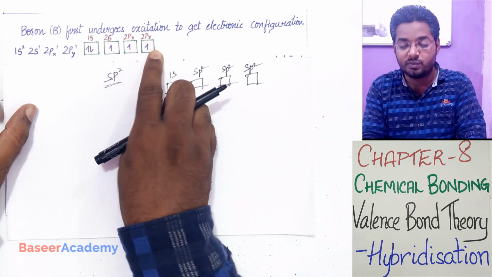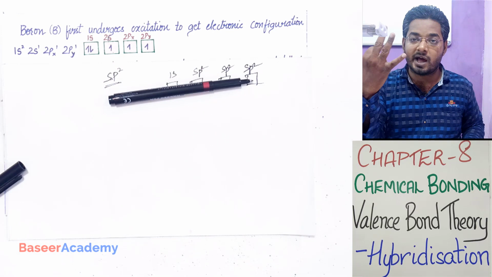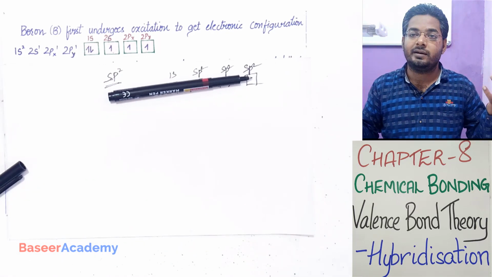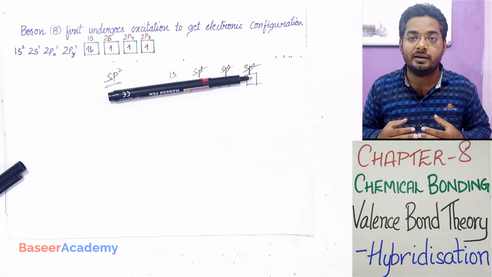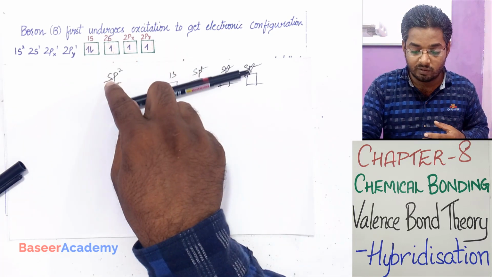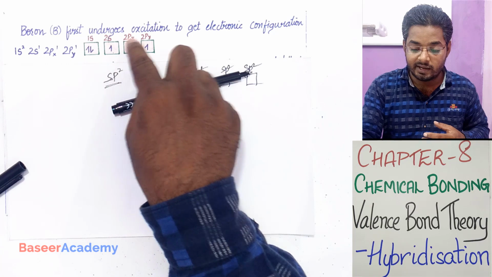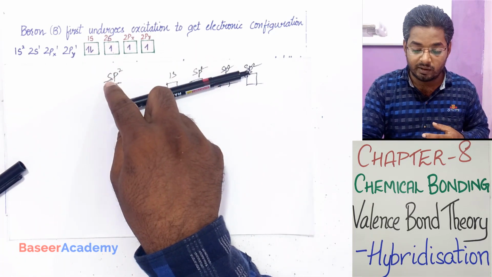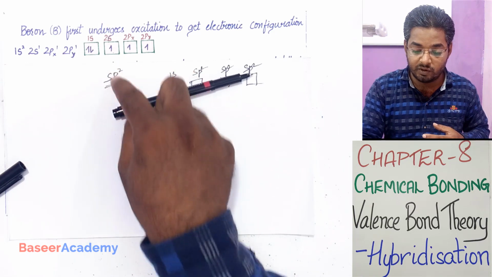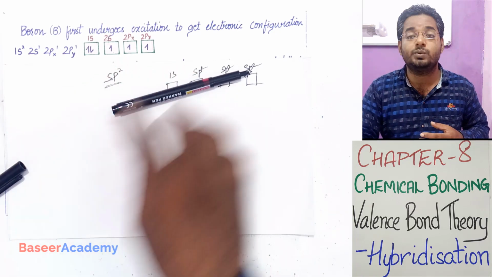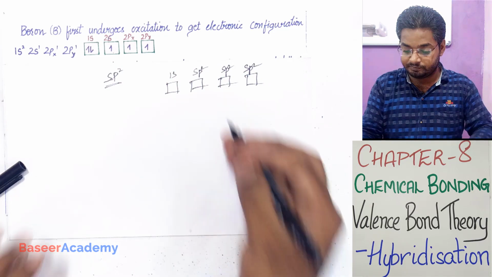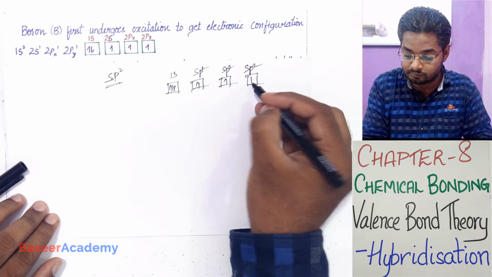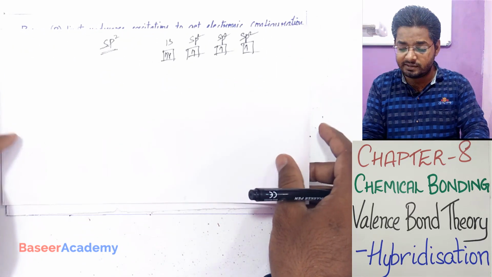Since 3 orbitals were intermixing, we get 3 hybrid orbitals. And what will be the name of those hybrid orbitals? Again, it depends on what orbitals are intermixing. We have one s orbital intermixing, and then p orbitals. How many? 2 p orbitals. So we get 1 s and 2 p orbitals intermixing, so we get sp2 hybrid orbitals, right? Now it is pretty simple.